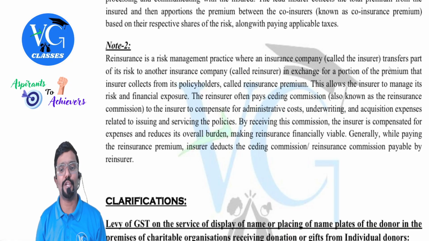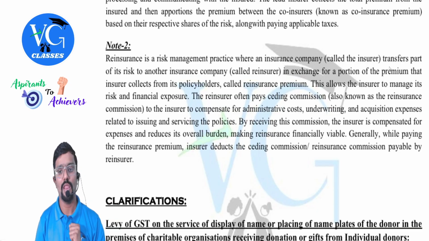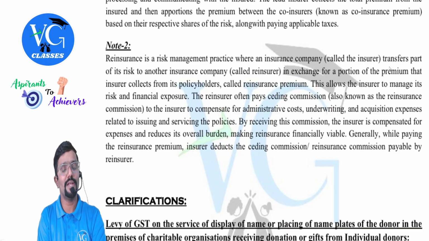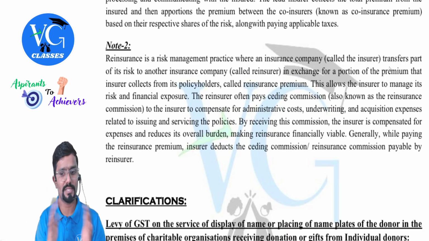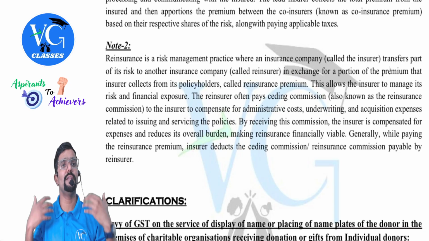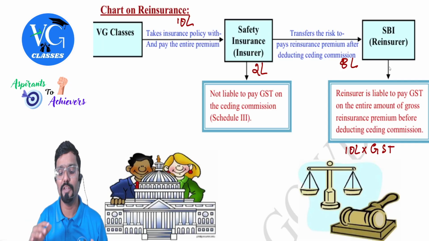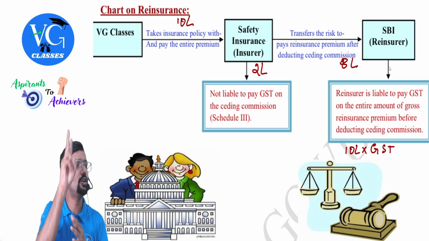By receiving this commission, the insurer is compensated for the expenses and reduces its overall burden, making reinsurance financially viable. Generally, while paying the reinsurance premium, the insurer deducts the ceding commission or reinsurance commission, one and the same, payable by the reinsurer. Guys, in simple, in my example, how much is the revenue of each person? SBI 8 lakh and Safety Insurance 2 lakh.